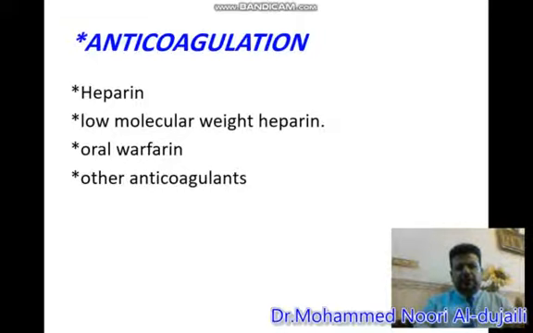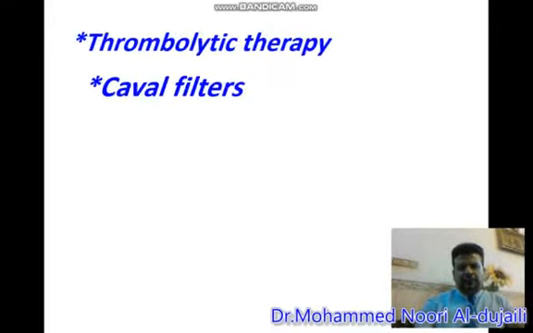Anticoagulation: many anticoagulants are used for the patient with pulmonary embolism, starting from unfractionated heparin, low molecular weight heparin, oral warfarin, and other anticoagulants which can be used nowadays. Another line of treatment is the thrombolytic.